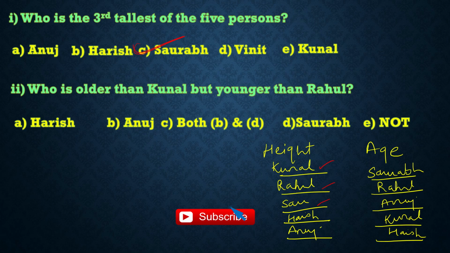Next, who is older than Kunal but younger than Rahul? Older than Kunal. Kunal is here. Older than Kunal but younger than Rahul. So it will be Anuj. Correct? कुणाल से भी ओल्डर और राहुल से भी छोटा कौन है? अनुज है. Anuj is the right option. B.